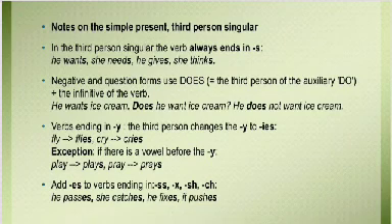Next, for verbs ending in y, the third person changes the y to ies, like fly, flies, cry, cries. But there is an exception. If there is a vowel before the y, then we only add s after it, like play, plays, pray, prays. We have to add es to verbs ending in ss, x, sh, ch. Like he passes, she catches, he fixes, it pushes.